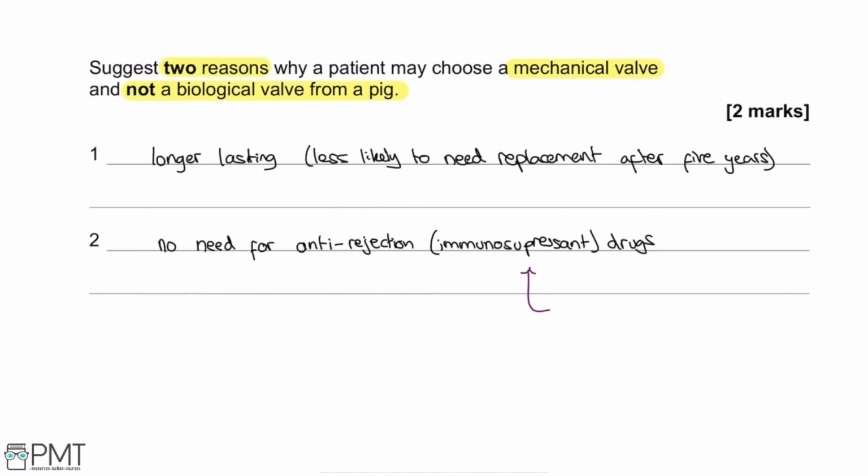So you only need 2 points to get those 2 marks, however there are some alternatives. So you can just point out that the risk of rejection is lower. You can also talk about the ethical concepts. So some people may have religious or ethical concerns about taking the valve from a pig which can't give its consent. So any of these points is relevant and will get you one of those 2 marks.